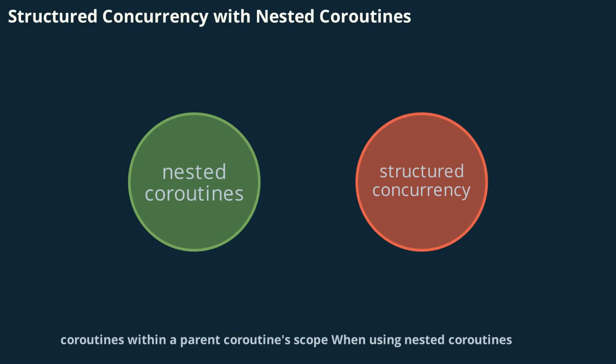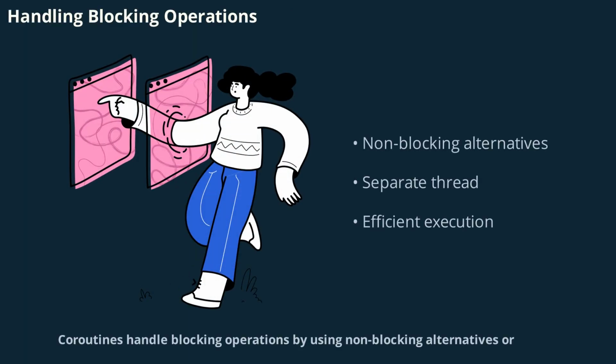When using nested coroutines, the parent waits for all its child coroutines to complete before it completes itself, ensuring proper cleanup and cancellation. Coroutines handle blocking operations by using non-blocking alternatives or moving the blocking operation to a separate thread or dispatcher. This allows the coroutine to suspend its execution and let other coroutines continue running, improving efficiency.